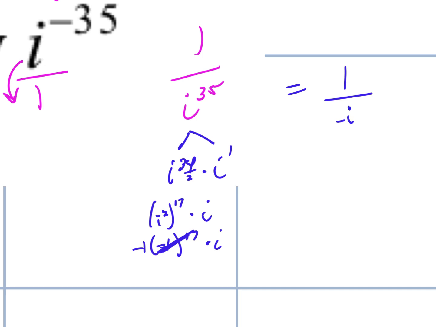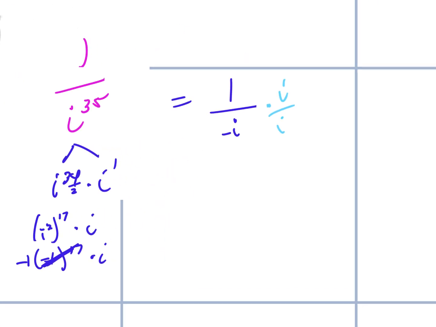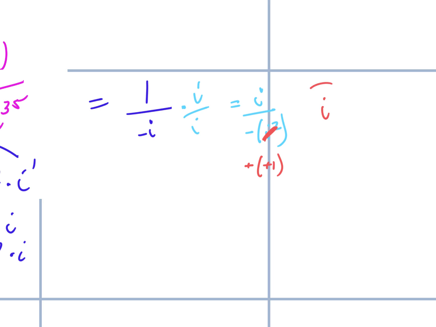Again, guys, we cannot have i's in our denominator. So what are we going to do? We're going to rationalize. Just multiply the top and bottom by i. It doesn't have to be negative i. So you're left with i over negative i squared. So think about this. Watch, watch, watch. This is negative, and then i squared is negative 1. So negative, negative gives me a positive. So my simplified answer here is just i.